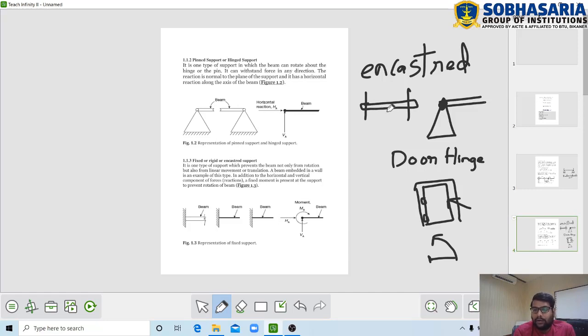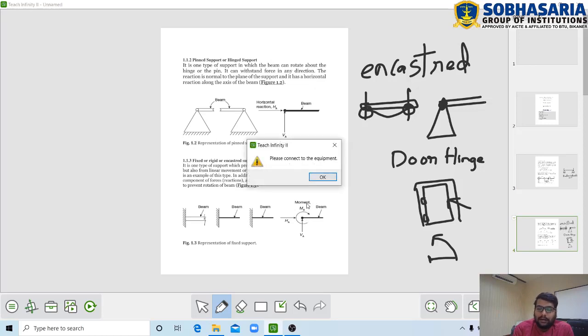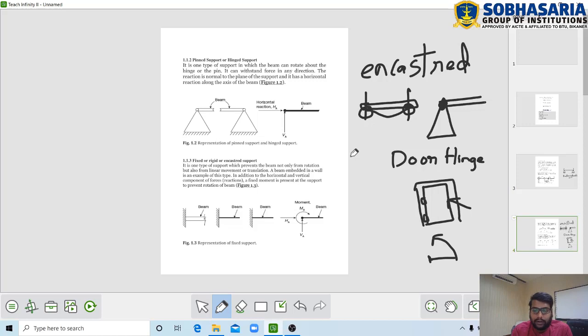Means when you draw the BMD of fixed beams, you will see the moment at the support is 0, means it will not yield at the support. Means all these three components, that is moment, vertical reaction, horizontal reaction, all three components are not allowed.